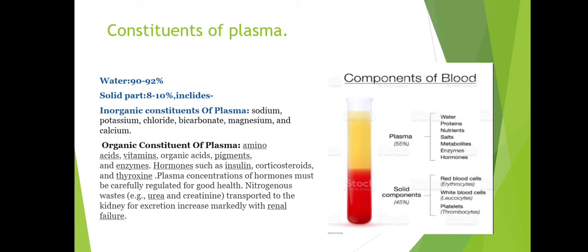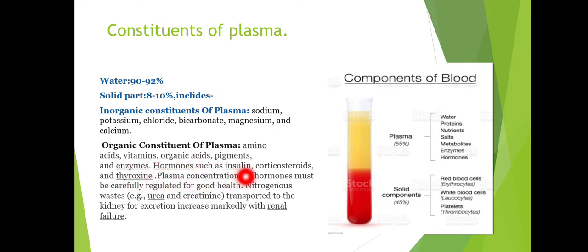Now coming to the constituents of plasma. In plasma, about 90 to 92% is water, followed by the solid part, which includes inorganic and organic constituents. In the inorganic constituents, there can be sodium, potassium, chloride, bicarbonates, and magnesium. In whole, we can say there are many types of ions floating in the plasma, followed by salts and other small molecules. The organic constituents of the plasma include amino acids, vitamins, organic acids, pigments, enzymes, and whatnot.